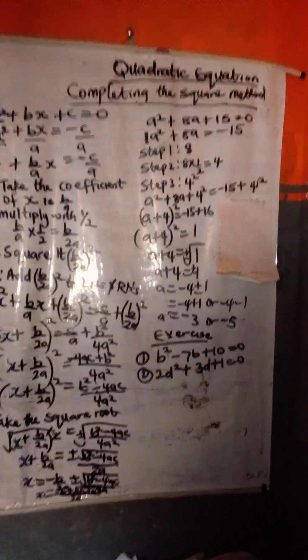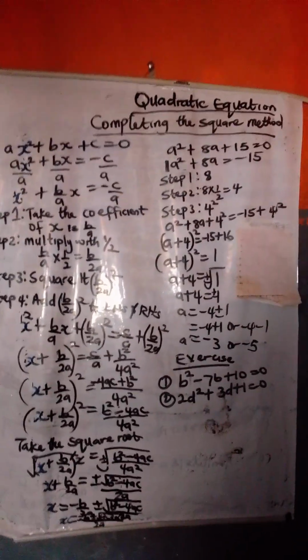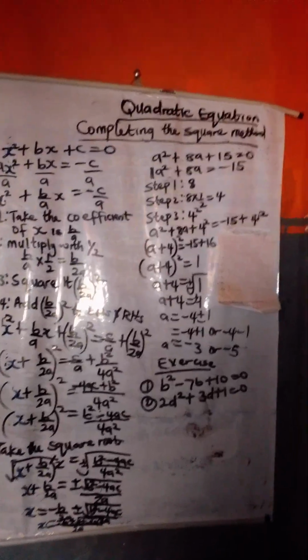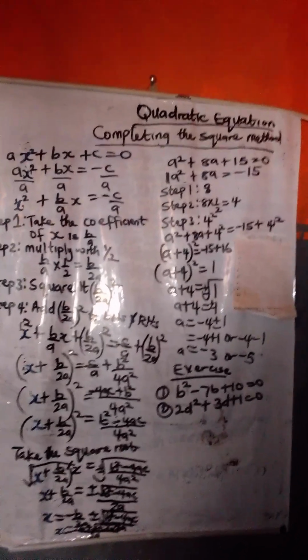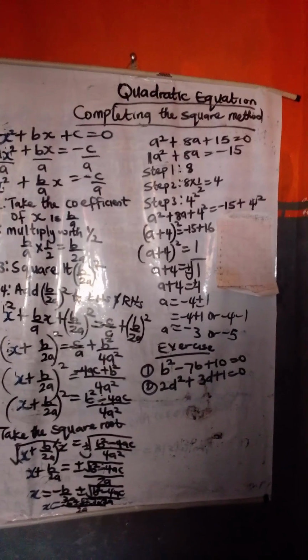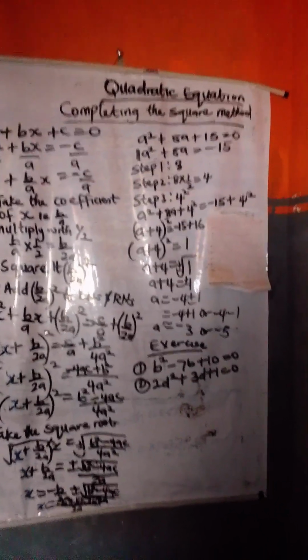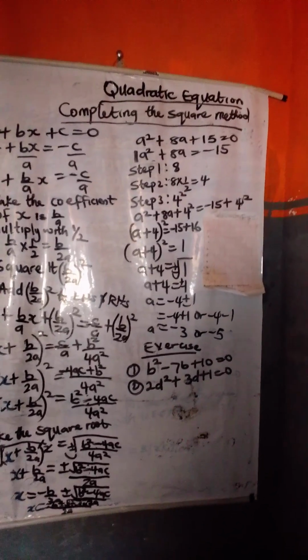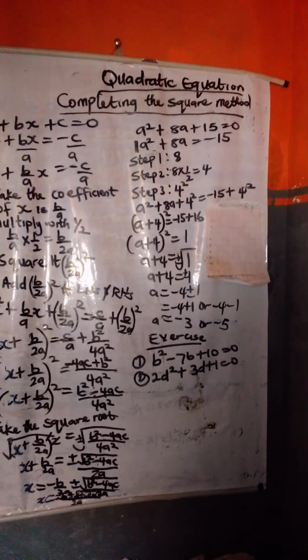Let's take a typical example. When you have a squared plus 8a plus 15 equals 0, remember you take it to the other side, it's going to give you minus 15. This time around, the coefficient of a squared is 1. The coefficient of a squared is what? It is 1. Let's say it is 3, you divide, that's the second step.